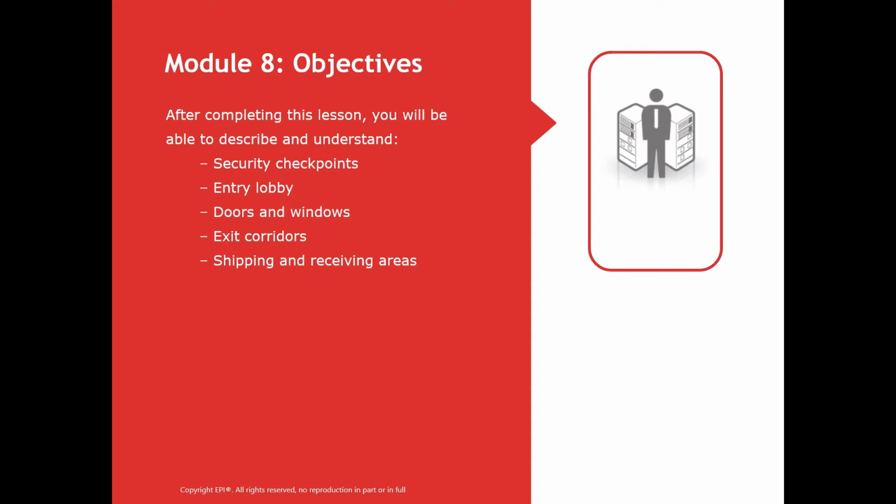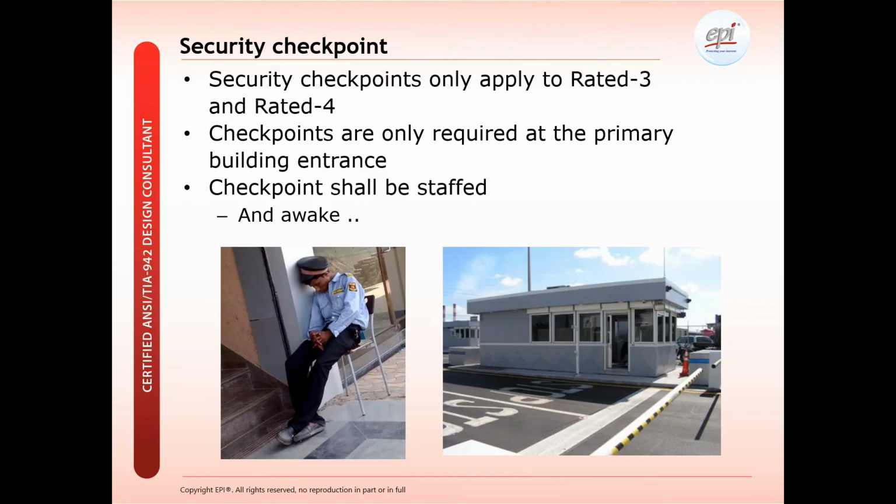We'll look at TIA's requirements around floors, windows, fire ratings, and ensure at all times that you have your exit corridors appropriately implemented to meet your AHJ. We'll also look at loading docks, how goods are brought to the site, how they're offloaded, and how we control those processes. As you can see on this slide here, security checkpoints only apply to rated 3 and 4 data centers. They're at the primary entrance point, and obviously they should be awake and doing their role 24/7 in an appropriate manner.